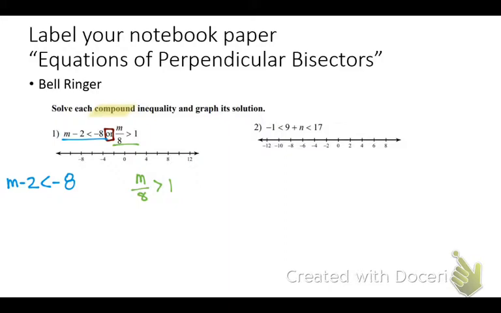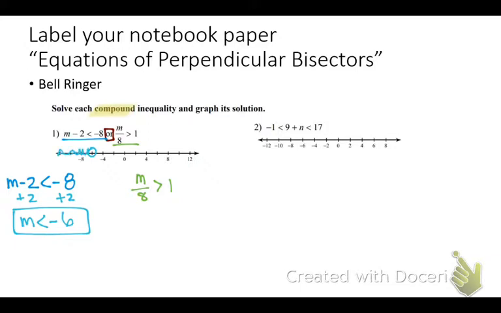In my blue equation, m minus 2 is less than negative 8. What do I do to solve? Add 2. So m is less than negative 6. So that's part of my answer. Am I going to have an open or closed dot? Open, and then I'll show you to the left.